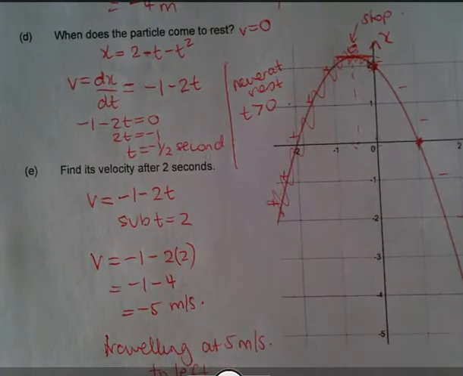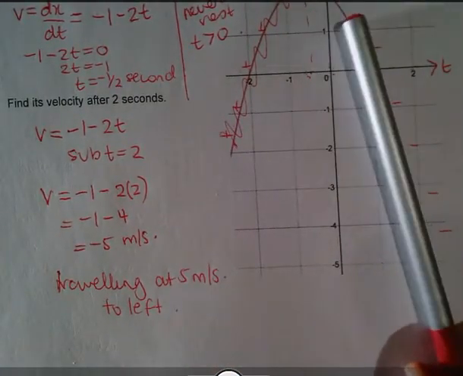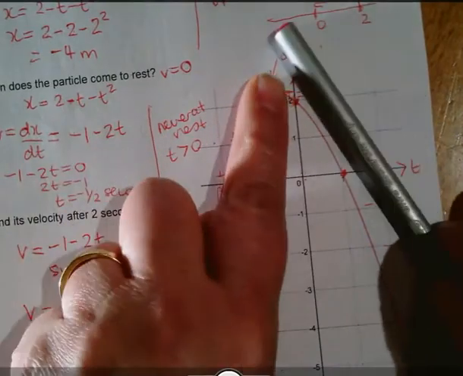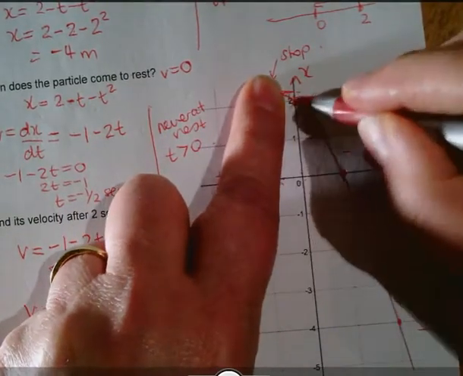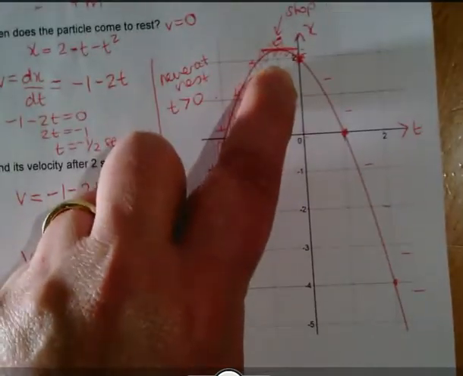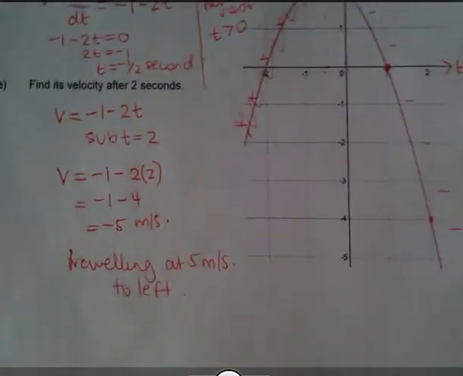Remember that negative velocity means that you're traveling to the left. And we can see here the gradient of our curve is negative, so we are traveling to the left. And we've actually been traveling to the left from the very beginning. From time 0, the gradient of this curve is negative for the whole curve. This bit of the curve doesn't really exist because it's negative time. Okay, and that's the end of that.